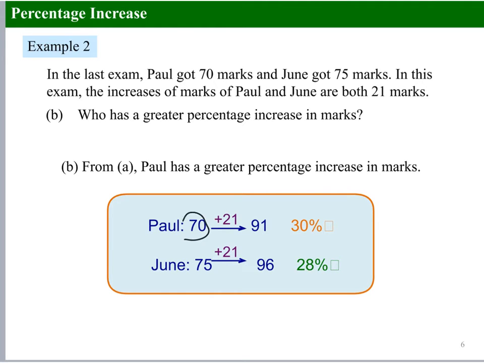Paul, the original marks is 70, plus 21 increase becomes 91, and the percentage change is 30%. For June, her original marks is 75, and 21 marks more becomes 96, but the percentage change is lower, which is 28%. So Paul has a greater percentage increase in marks.